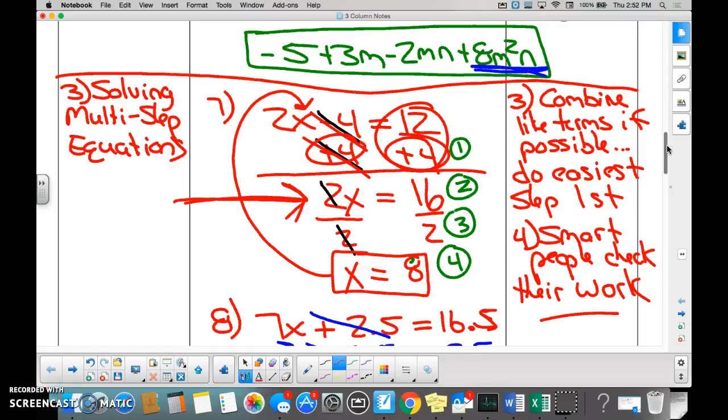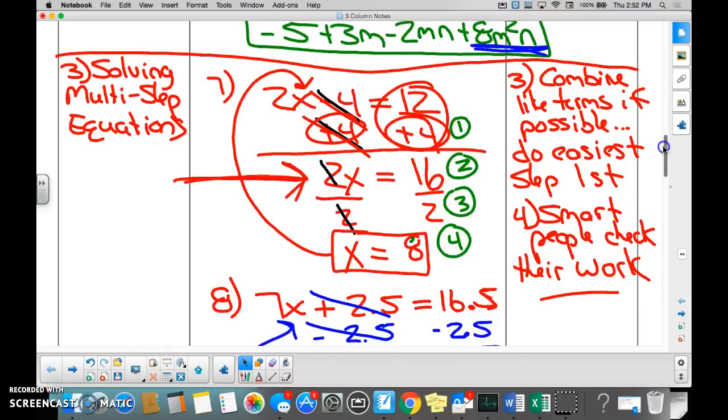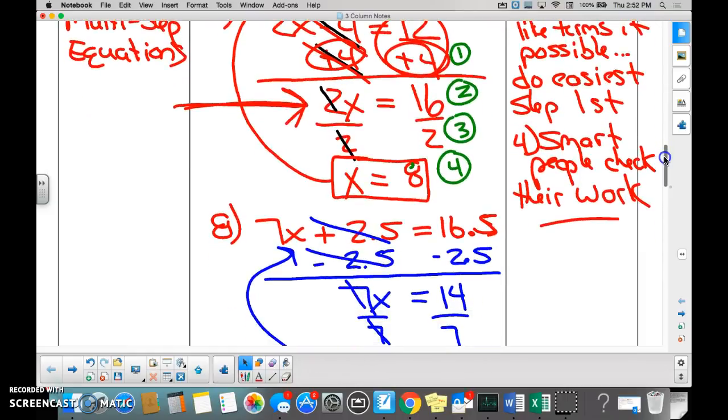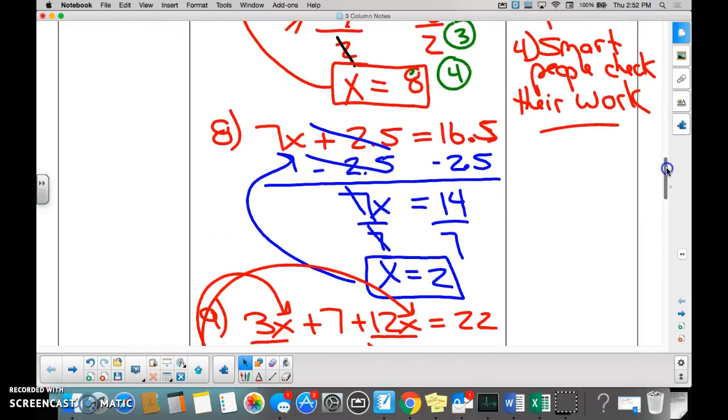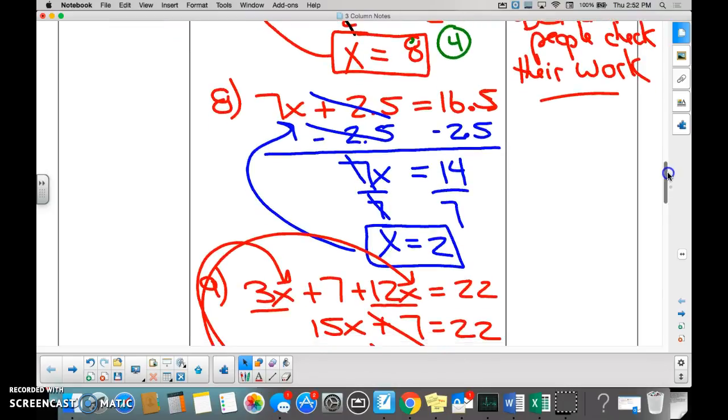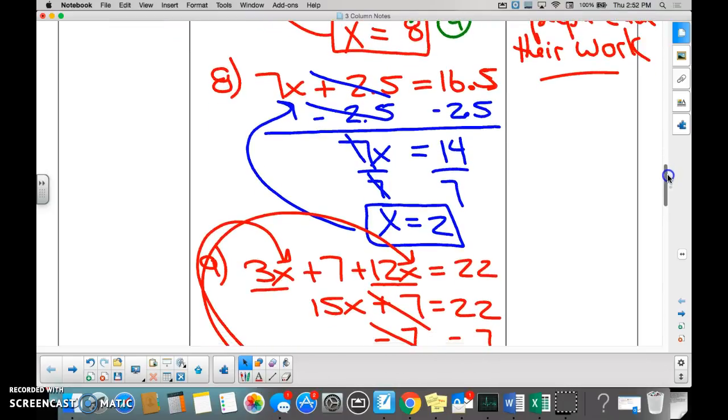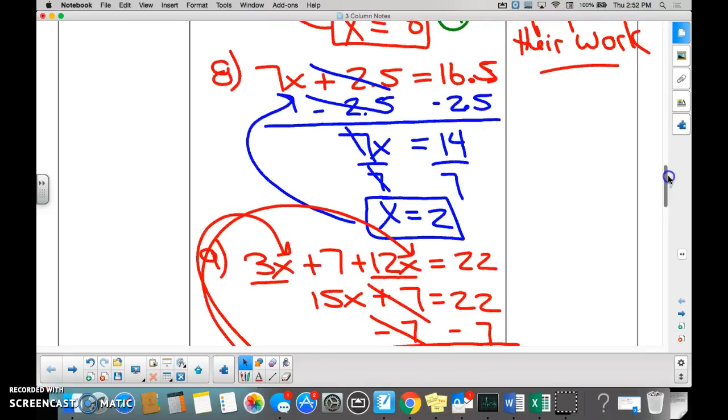What did my friend Tiffany say? Get the variable alone. Which is always your objective. And to get the variable alone now in multi-step equations, you should have to do multiple steps. Number 8. What was the easiest thing to do first? What was the easiest thing to do first on number 8, Norm?